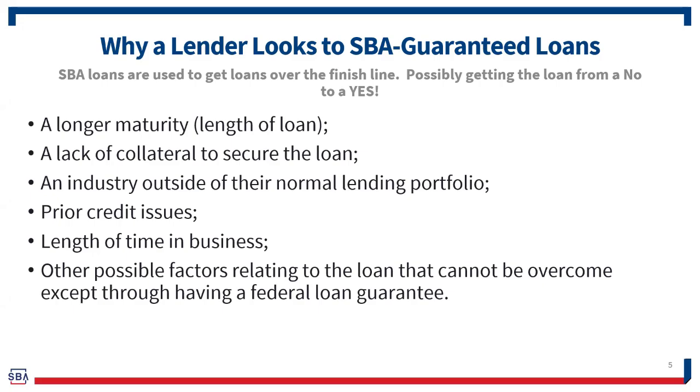Length of time in business. A lot of lenders are very cautious about startups. They don't want to lend to startups. There are some, I'm not saying not all of them don't, but they're very cautious. With an SBA guarantee, the bank feels more comfortable and confident in that loan because they're guaranteed to get at least a certain portion of it back should the loan go bad. There are some other possibilities that the loan can't overcome except for having a federal loan guarantee, but we don't need to get into those right now.